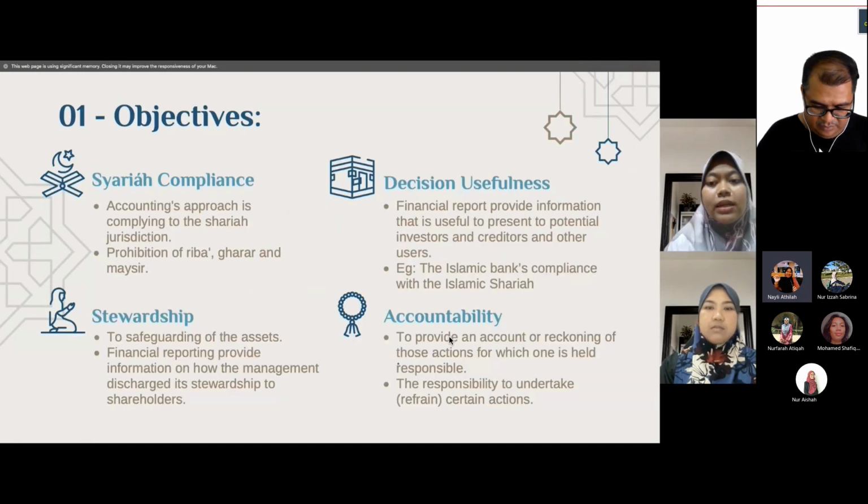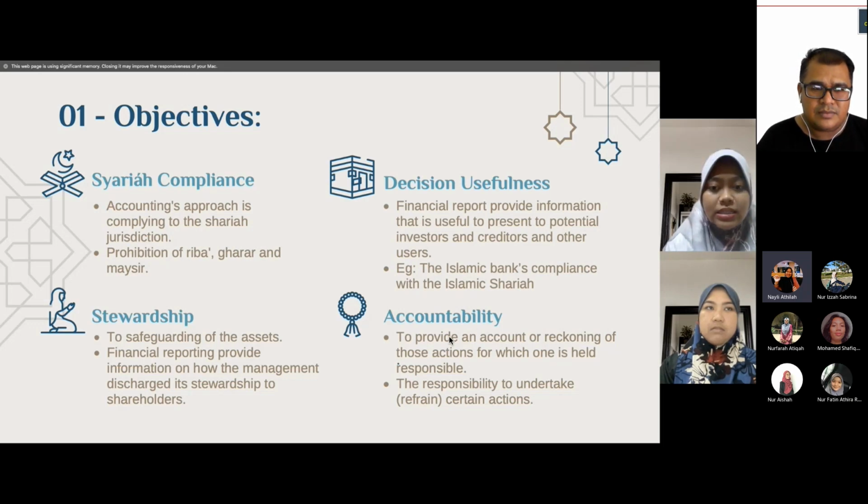Moving with Islamic accounting objectives, there are 4 objectives proposed by the Accounting and Auditing Organization for Islamic financial institutions for Islamic accounting. First is Sharia compliance, where Islamic accounting's approach is complying to the Sharia jurisdiction in Islam. It also promotes prohibition of riba, gharar, which is uncertainty, and maisir, which is gambling, in its practices, and that process makes them Sharia compliant.